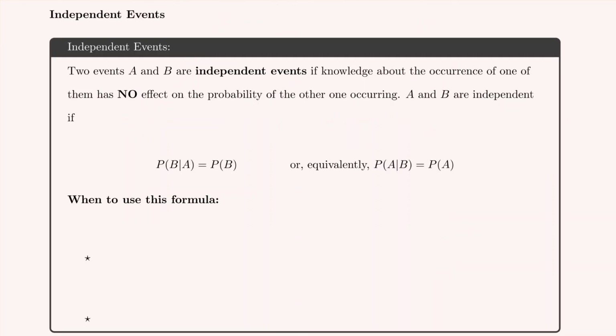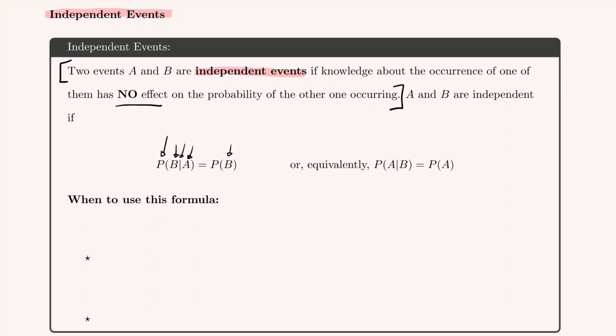So next up we have a new definition, the idea of independent events. So A and B would be considered independent events if knowledge about the occurrence of one of the events has no effect on the probability of the other one occurring. Now, this entire sentence, if we translated it to mathematical notation, would be this statement. The probability of B occurring given A has already occurred is just equal to the probability of B.